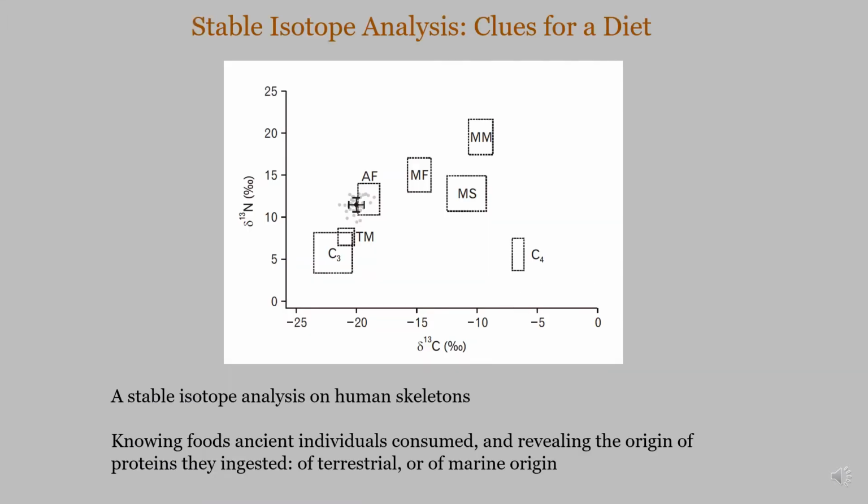Stable isotope analysis of ancient samples could be the clue for the dietary pattern of the ancient people. A stable isotope analysis could be done using the human skeletons, and by this study we could know foods ancient individuals consumed and reveal the origin of proteins they ingested.